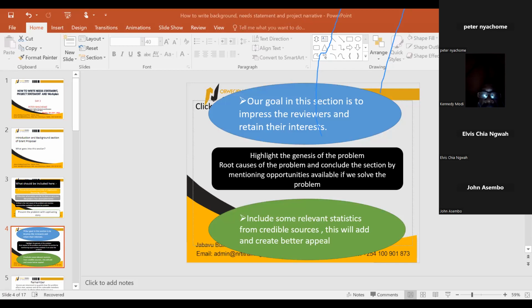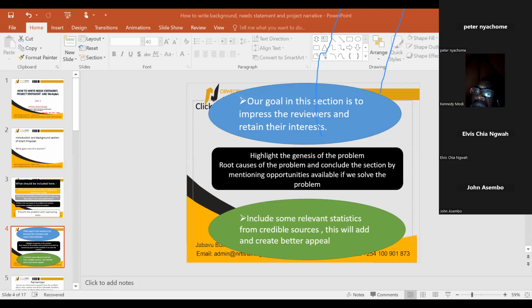Include some relevant statistics. Yes, we depend so much on statistics. Anytime that we talk about statistics, we talk about numbers. So when we're talking about numbers, you are going to tell us numbers quoted from credible sources, how this particular problem has affected the beneficiaries or the so-called target group. And when you are giving us numbers, please go ahead, because donors are so much interested in assessing the impact of the problem.